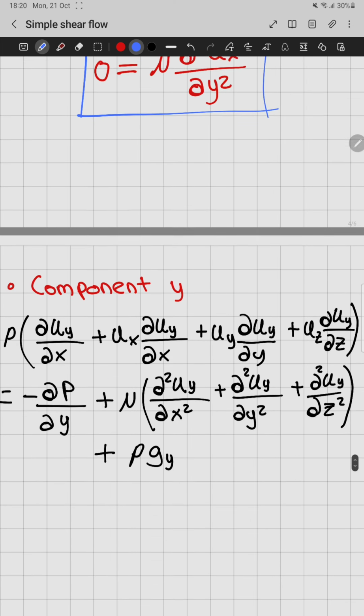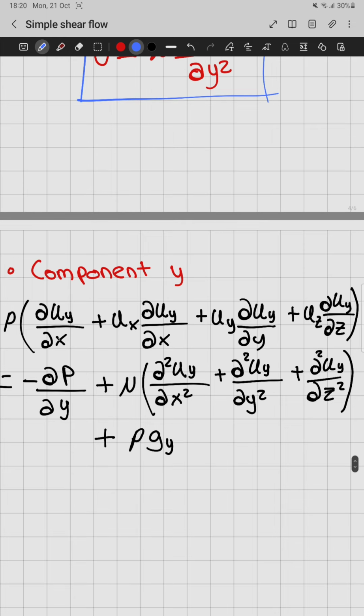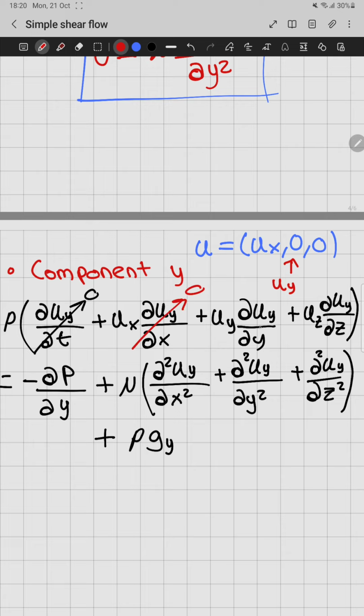And now for the component y. This is really easy. You remember again, our velocity field is going to adopt this form. So this is t, and we do not care about the temporal term, so this is 0. ux is different than 0, but uy is 0. So all this term is 0 because uy is 0, and uc is 0.